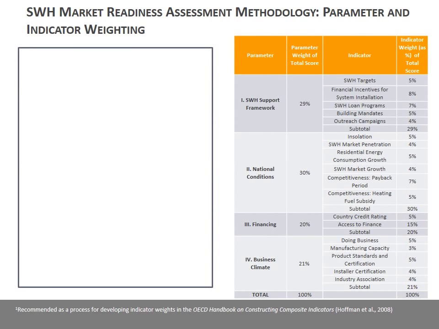As can be seen in the table, each parameter and indicator is assigned a particular weight. The respective weights reflect the impact a specific parameter and its corresponding indicators have on creating a robust solar water heating market. The weights for the parameters and indicators were developed using the budget allocation process outlined in the OECD Handbook on Constructing Composite Indicators. A network of international experts were first asked to provide input on the relative weights that should be assigned to each parameter and each indicator.